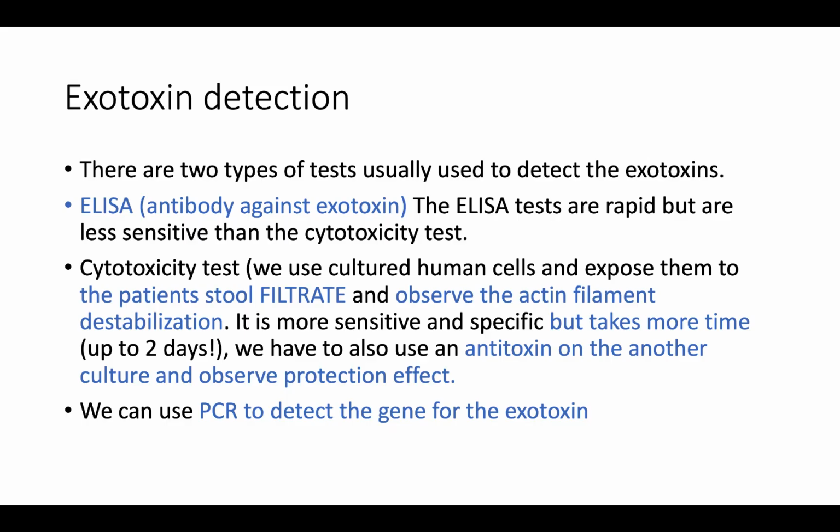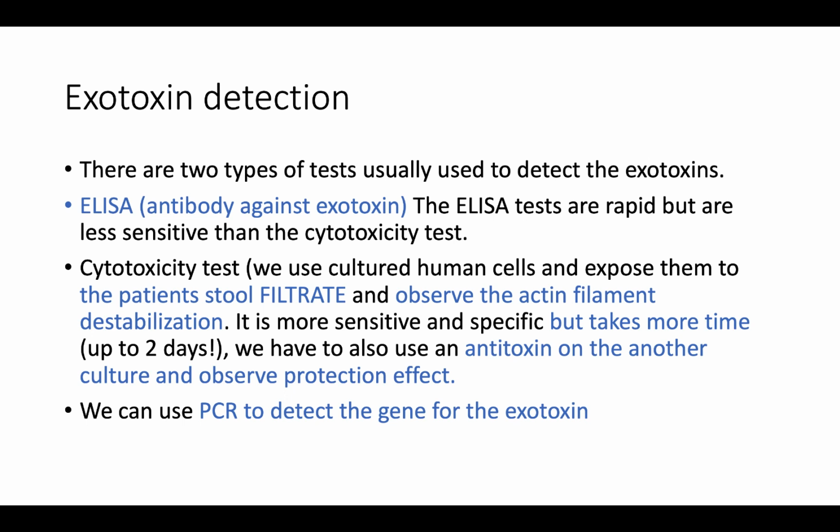So detection, how do you detect it? You can coat your ELISA plates with an antibody for this, and then you can put the filtered stool, and you can see if you have the exotoxin in the test. And this is rapid, but less sensitive than the cytotoxicity test.